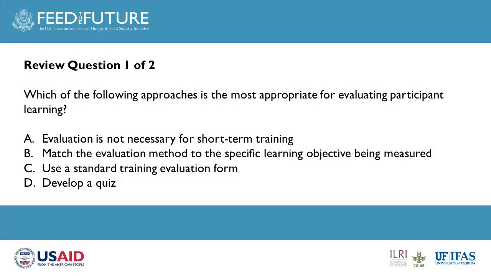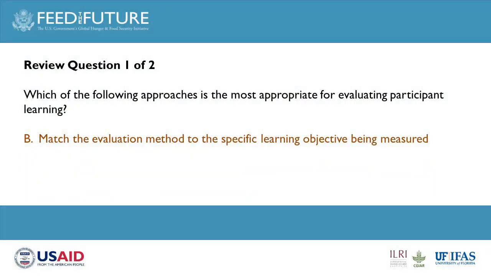And now for a brief review. Which of the following approaches is the most appropriate for evaluating participant learning? A. Evaluation is not necessary for short-term training. B. Match the evaluation method to the specific learning objective being measured. C. Use a standard training evaluation form. Or D. Develop a quiz. The correct answer is B. The most appropriate approach for evaluating participant learning is to use an evaluation method that matches the specific learning objective being measured.